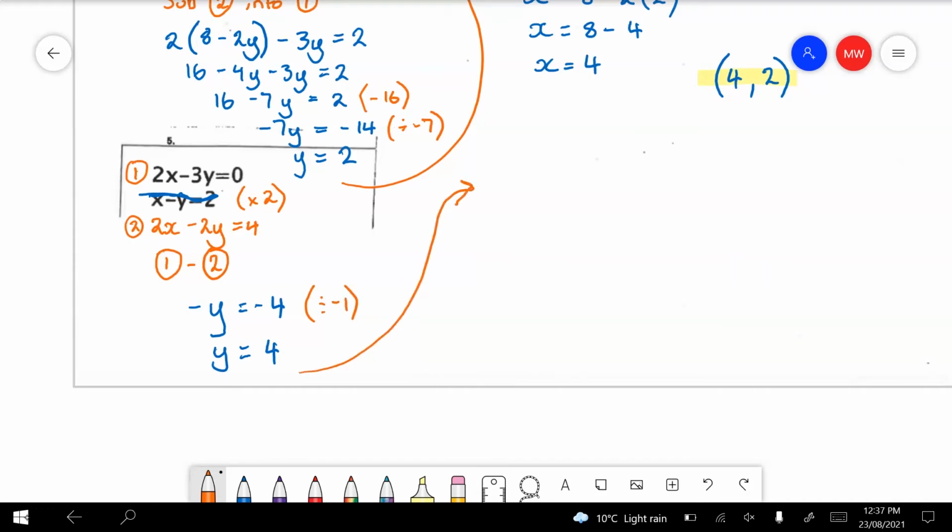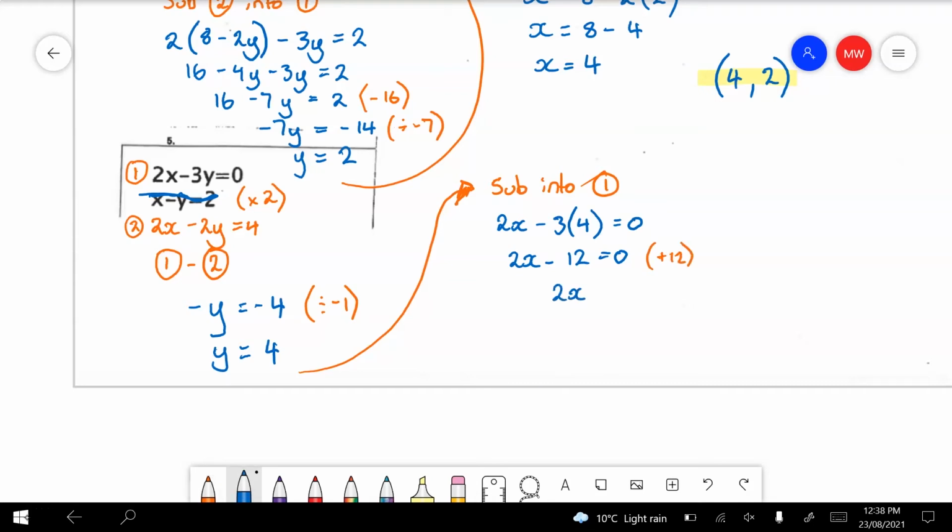Now that I know this, I'm using elimination, so I can go into whichever equation I want. I think this time I'll go into equation 1, so sub into equation number 1. Every time I see a y, I'll replace it with a 4, so I'll have 2x's minus 3 times 4 equals nothing. So 2x's minus 12 is nothing. So if I say balance method, add 12 to both sides, 2x's will be 12, divide by 2 both sides, and x will be 6. So my answer is, when x is 6, y is 4. That's my final answer.